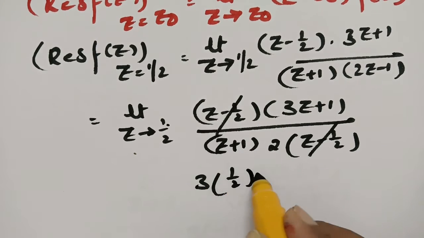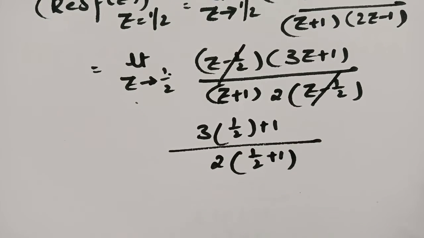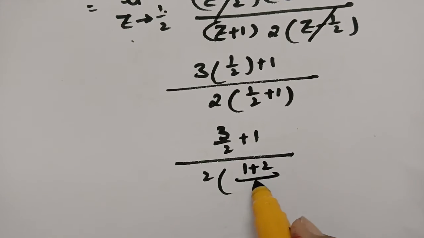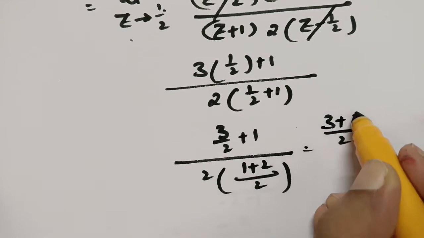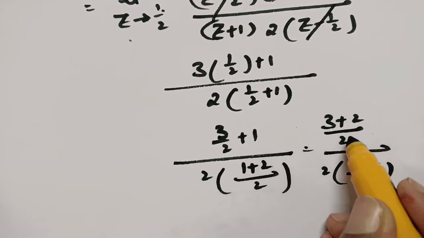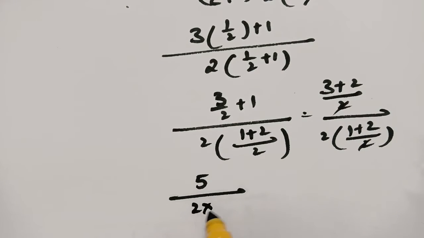So this is 3 into half plus 1 by, this is 2 into z value is half. This is half plus 1. So this will be 3 by 2 plus 1 by, this is 2 times of, this is 1 plus 2 by 2. And if I take 2 as LCM, this will be 3 plus 2 by 2 times of, this is 1 plus 2 by 2. So if I cancel this one, 2, this will be 5 by, so this is 3 plus 2, this is 5, and this is 2 into 3. So the value here is 5 by 6.